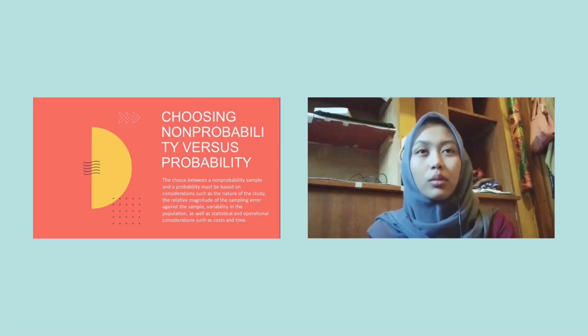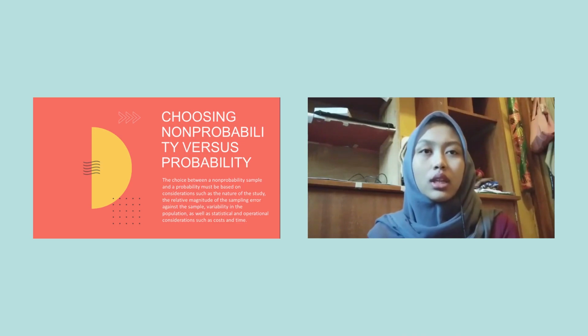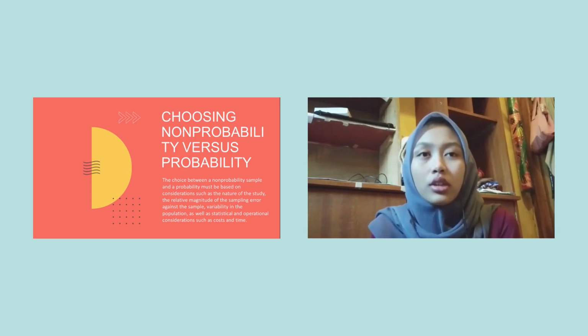Next, choosing non-probability versus probability sampling. The choice between a non-probability sample and a probability sample must be based on considerations such as the nature of the study, the relative magnitude of the sampling error against the non-sampling error, variability in the population, as well as statistical and operational considerations such as cost and time.